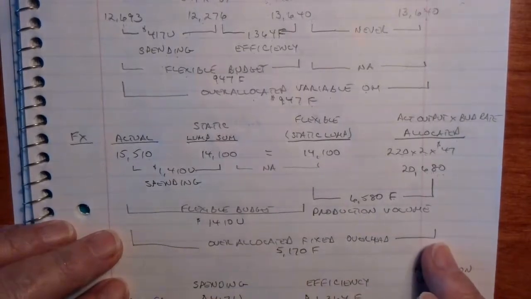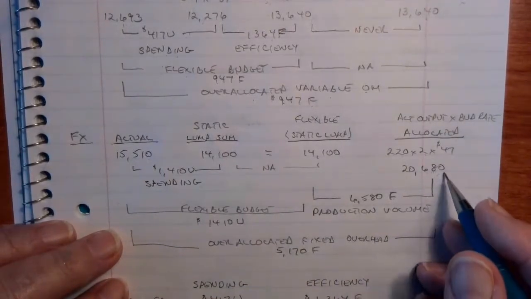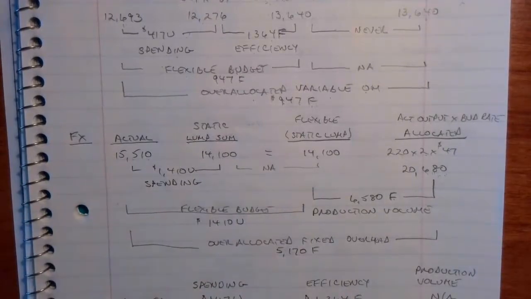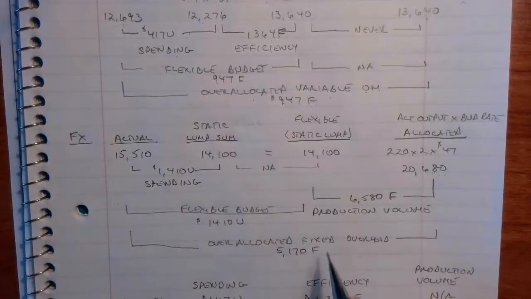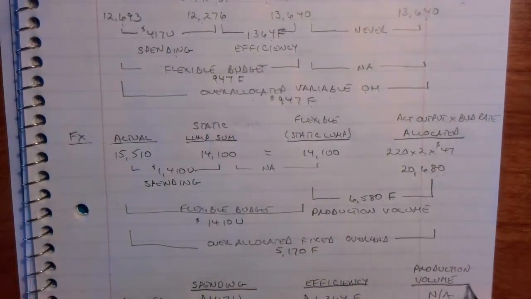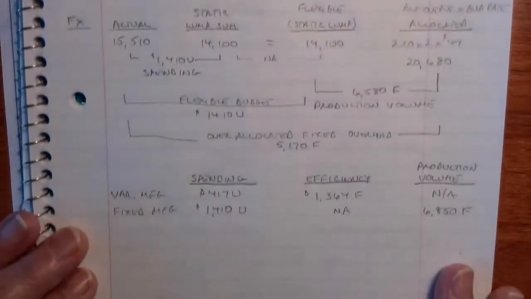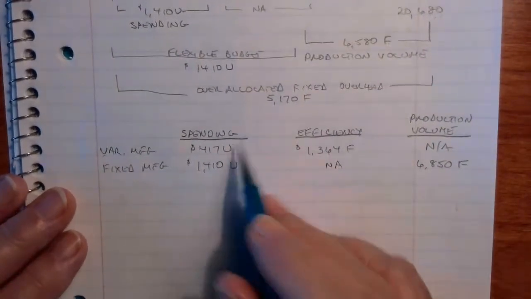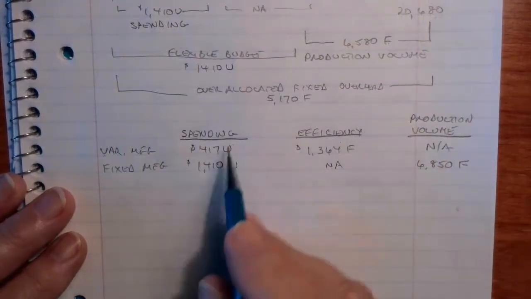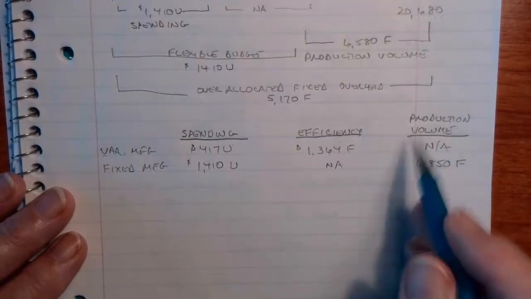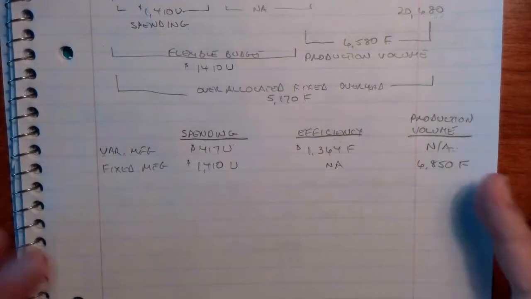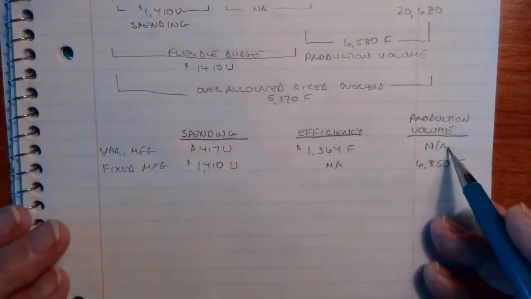I guess that's why it's favorable. We allocated 20,680, but we only had 15,510 of actual overhead, so it's over allocated, and it would be a favorable variance. Now the one thing I do like about this problem is this variance summary. We've got spending, efficiency, and production volume. For variable overhead, we're really looking at spending and efficiency variance. There's never any production variance with variable manufacturing overhead. It makes sense because it's variable, okay? So you never have production volume overhead.